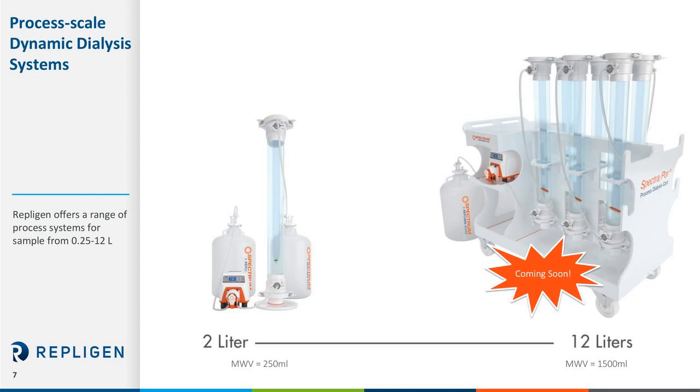On the right side, in the fall of 2018, we'll be launching a much higher scale version of this, in which we have 6 10-liter tanks operating in series off a single reservoir and a single peristaltic pump. Using these 6 10-liter tanks, you can process 12 liters of sample in a given batch.